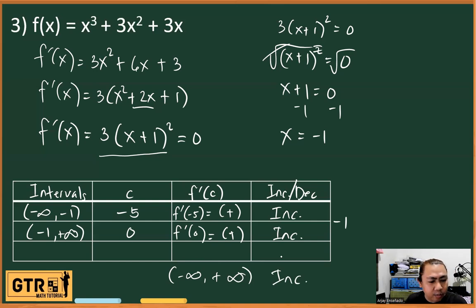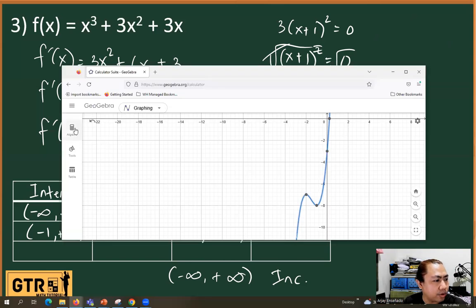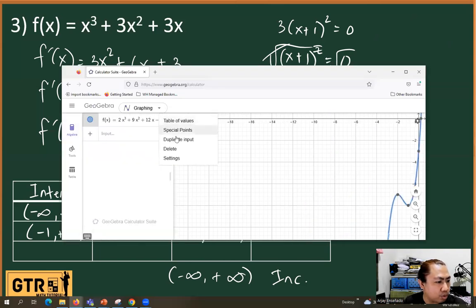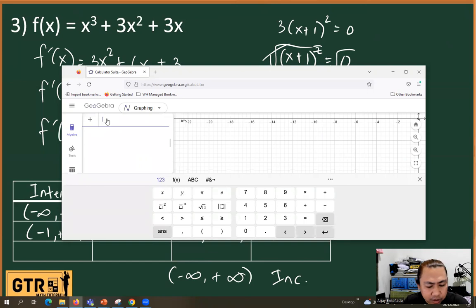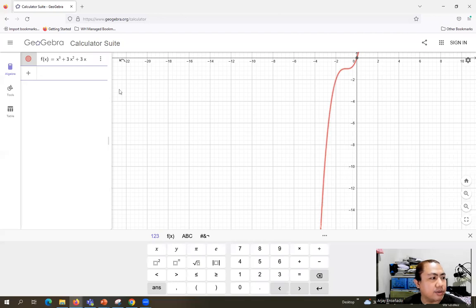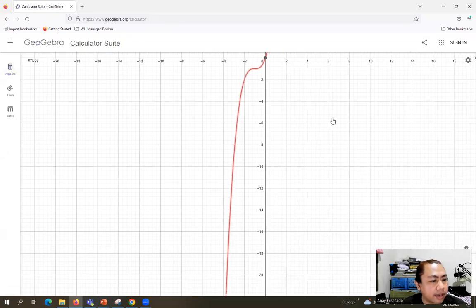So walang part na decreasing. So ibig sabihin pag ginraph natin yan, pataas lahat from left to right. So idrawing natin ang graph. So igraph natin to show na increasing talaga yung function natin. So we have x cubed plus 3x squared plus 3x plus 3x. So pakita natin, kailangan increasing. Ayun, so yung graph natin ay increasing.